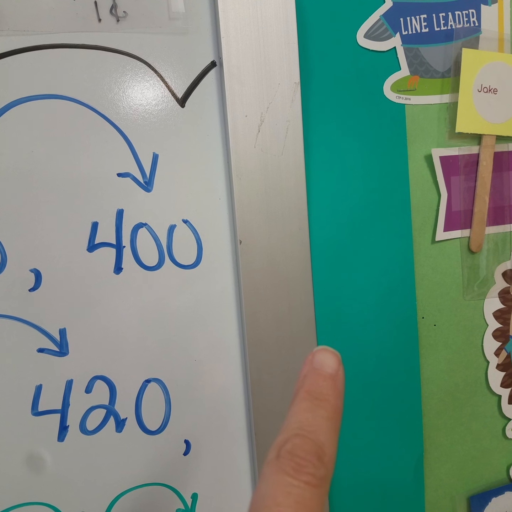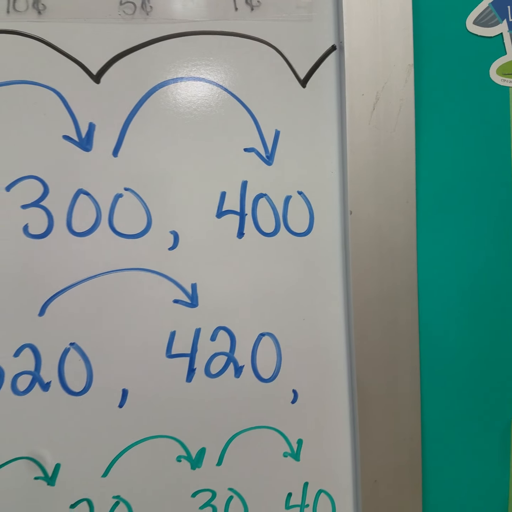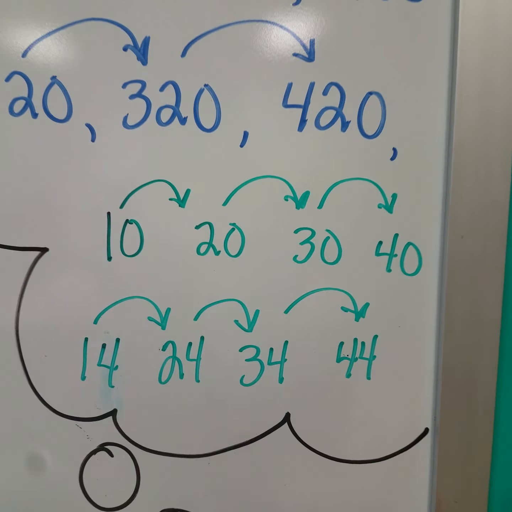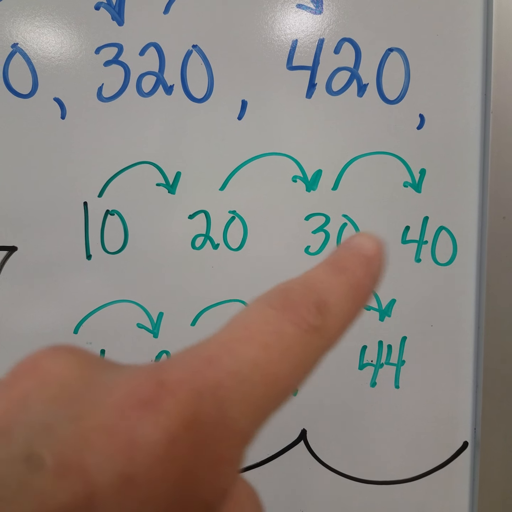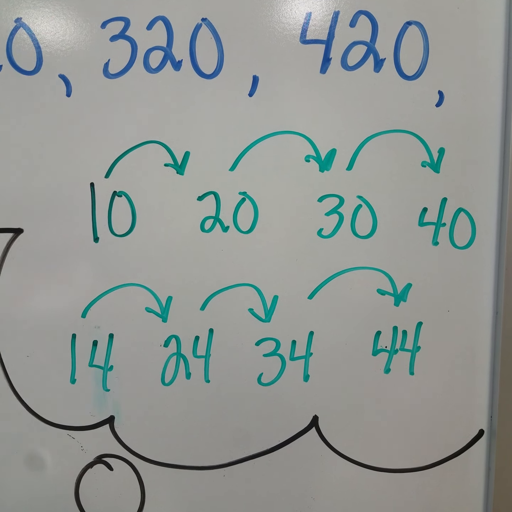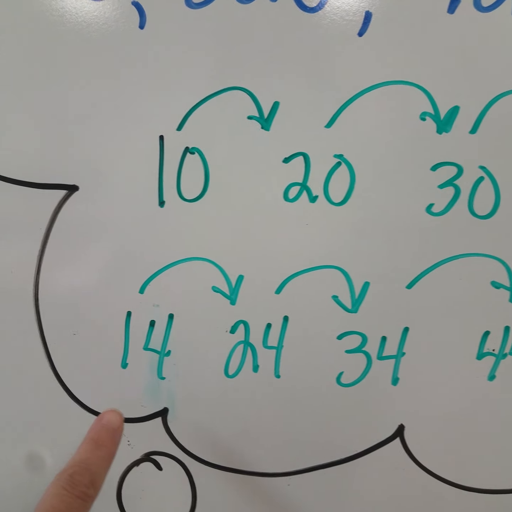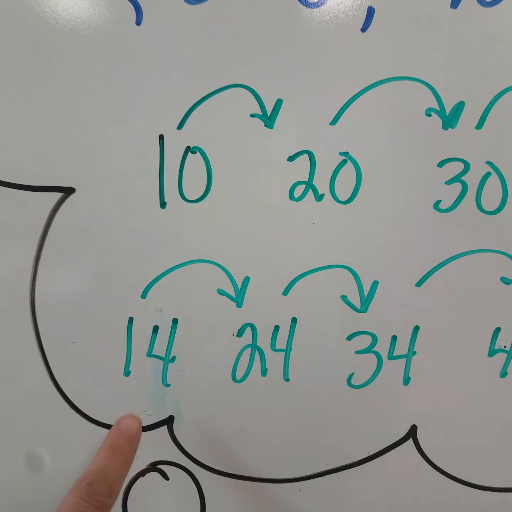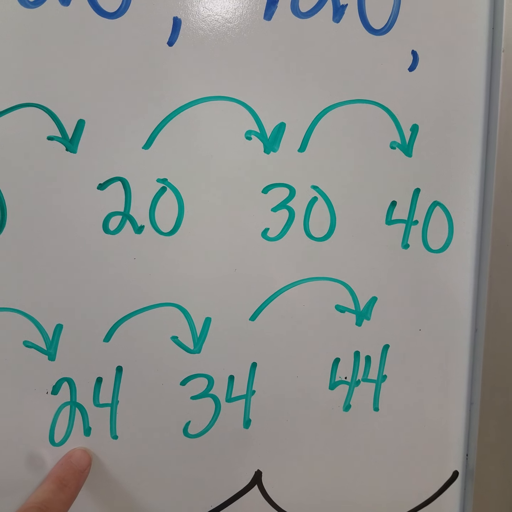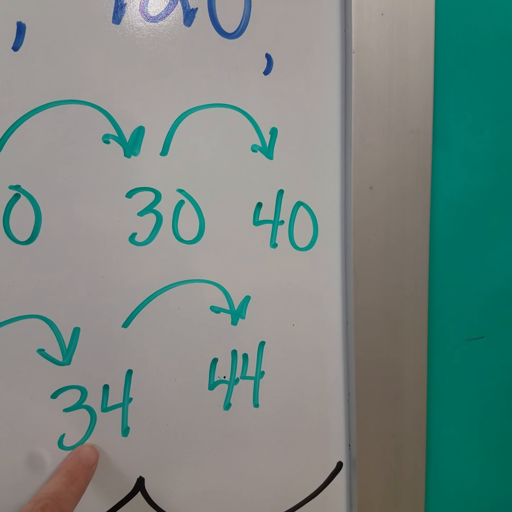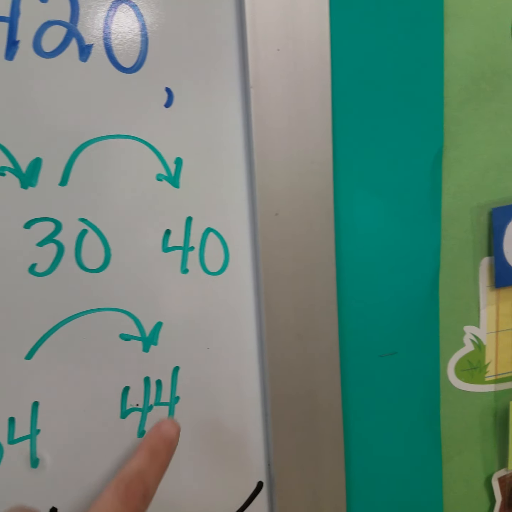Tell your mom. 520, right? And then I also want you to look at the green here. Very easy to count up by tens when we've got a 0 in the ones place. 10, 20, 30, 40, easy peasy. But I want you to also remember that it is still counting up by tens if there's something in the ones place. 14 plus 10 is 24. 24 plus 10 is 34. 34 plus 10 is 44.